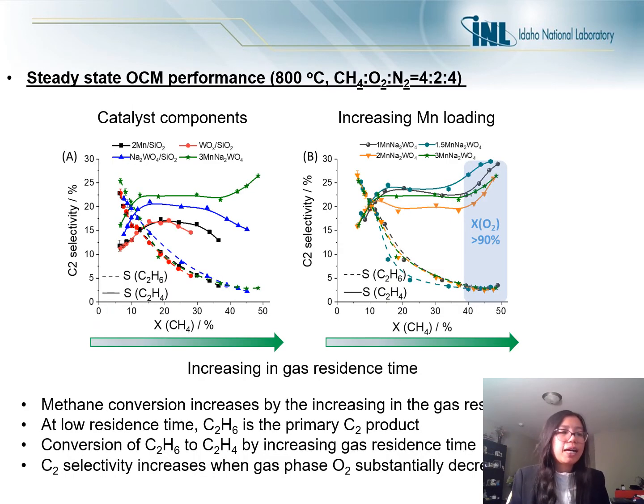Furthermore, we studied the steady-state OCM performance at 800 degrees C over different OCM catalyst compositions. As we can see from the figure, methane conversion increased with increasing gas residence time. At low residence time, ethane is the primary C2 product, and ethane is converted to ethylene with increasing gas residence time. C2 selectivity increases when gas phase oxygen substantially decreases.